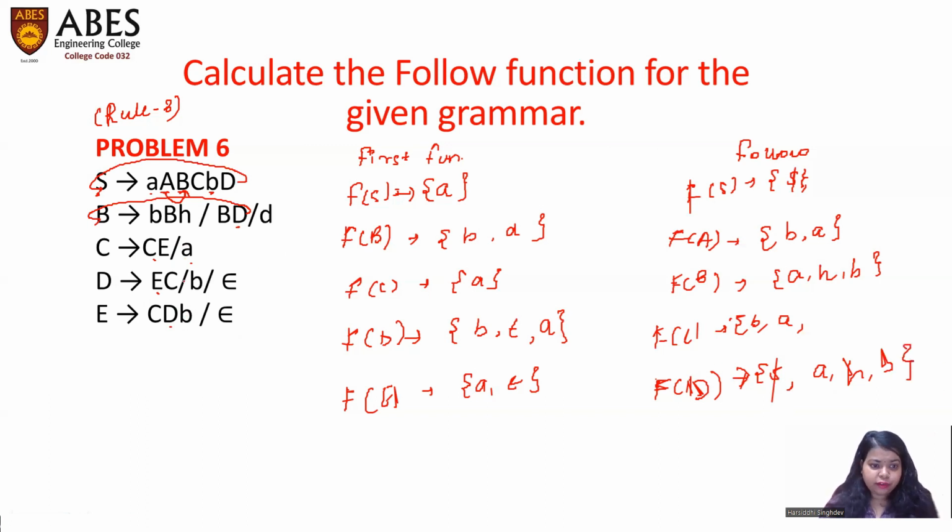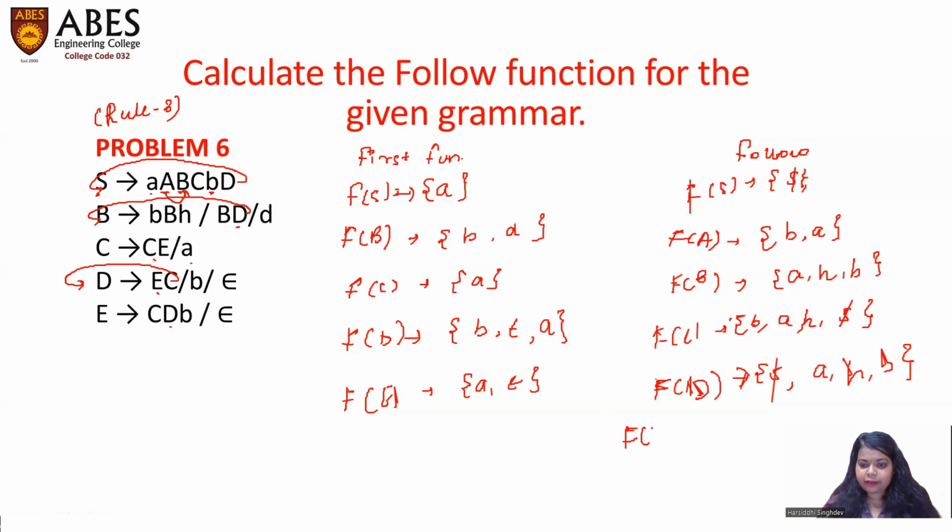And also follow of C. In this step, when we are calculating follow of C here, follow of C will also be follow of D. So we have to write, already we are including b and a. So what is left? h and dollar. h and dollar will also be included in the follow set of C.